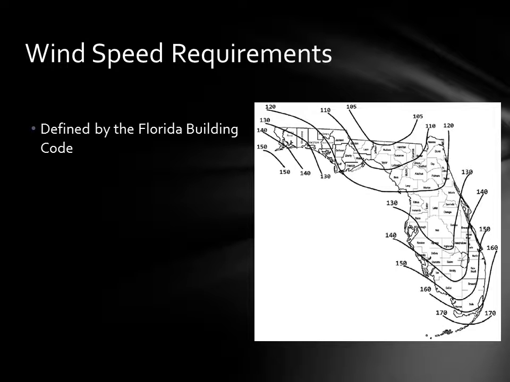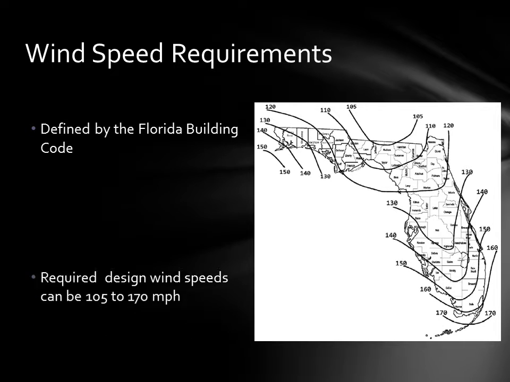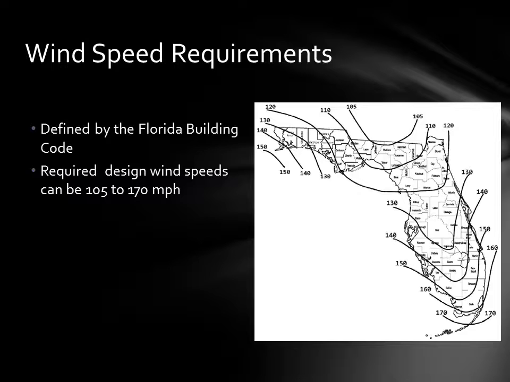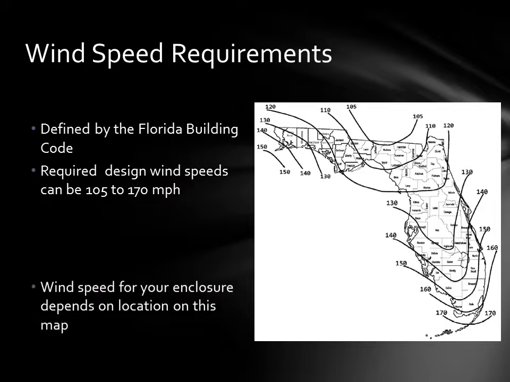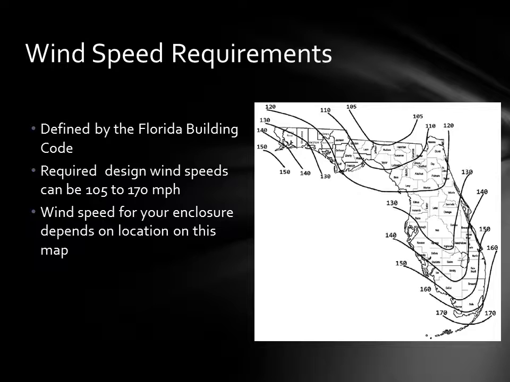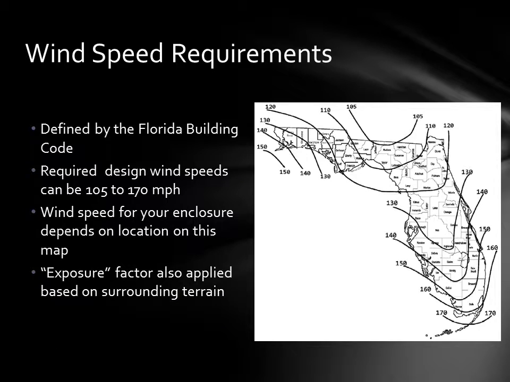The wind speed requirements come from the Florida Building Code. The required design speed can be anywhere from 105 to 170 miles per hour. It depends on where the enclosure is going to be built on the map of Florida. The exposure factor also applies, which is considering the roughness of the surrounding terrain. For instance, if you're on a golf course or lake, you have a much greater exposure to the wind than if you were in a densely populated community.